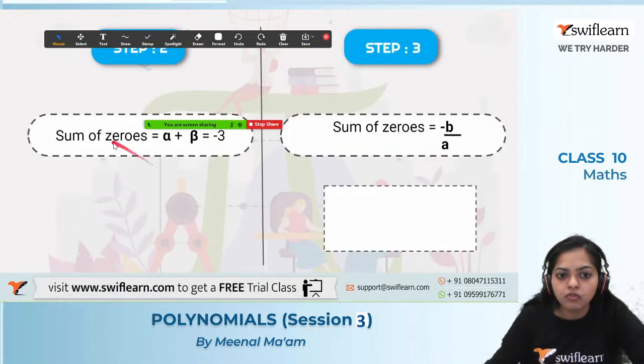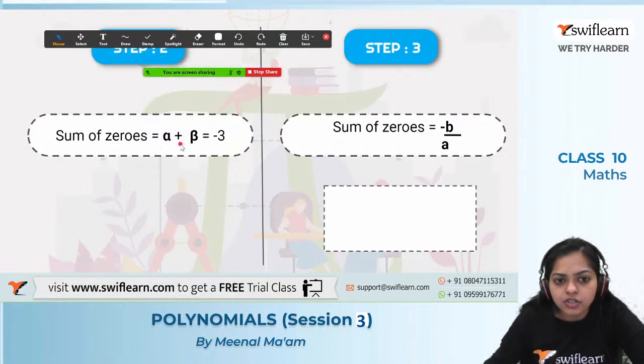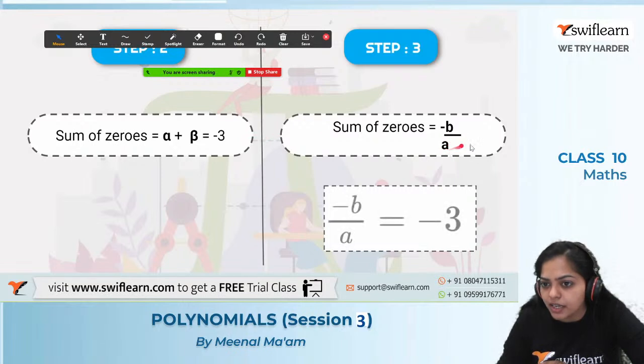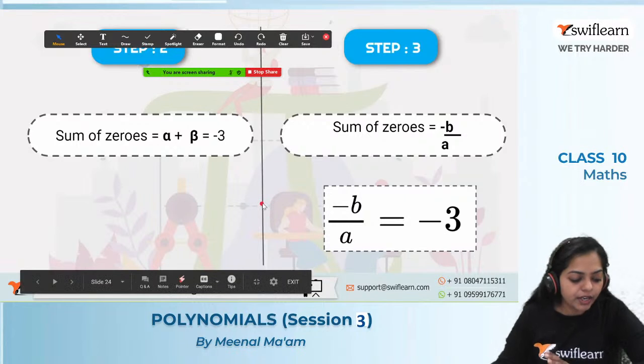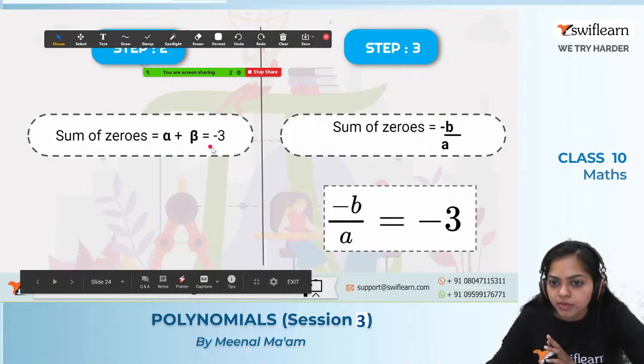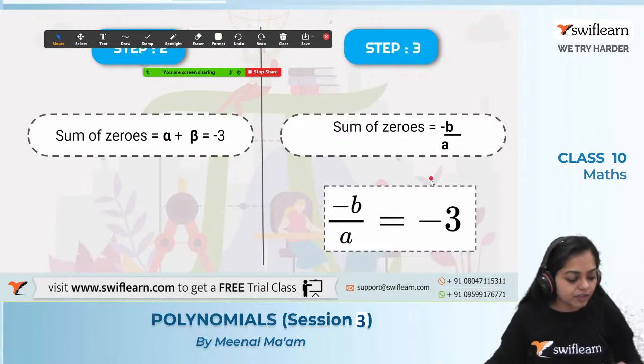Now, what is the second step? Sum of zeros, we know that. What is the sum of zeros? Alpha plus beta is equal to what? Minus 3, because it is given. So sum of zeros is equal to minus b by a, and that is equal to minus 3. So minus b by a will be equal to minus 3. Got it, everyone?